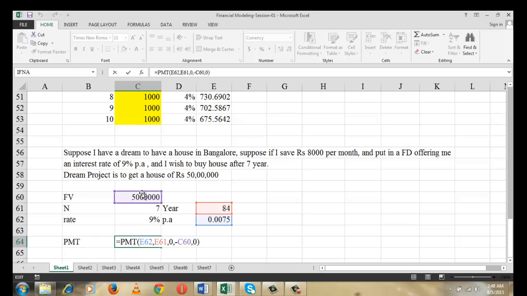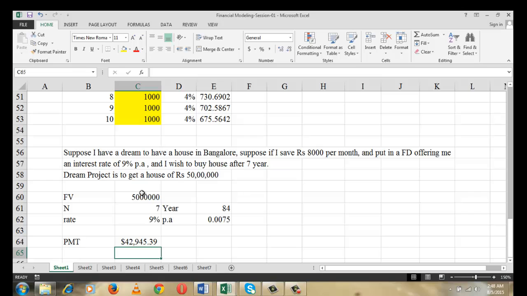Seven years, 9% per annum. 9% divided by 12, that is 3 by 4, which means 0.75%, which means 0.0075. Fine, you can calculate the formula here in this case.